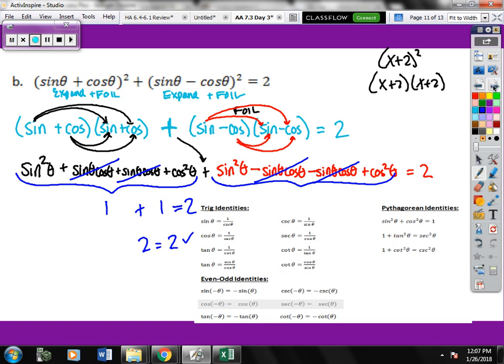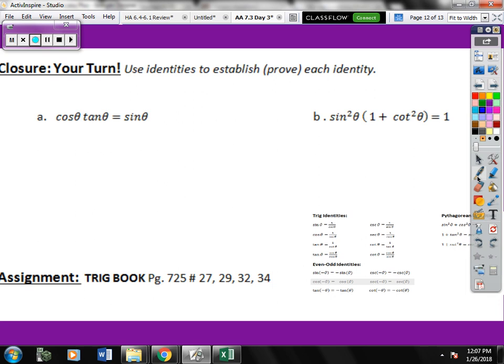Okay, try the two closures, and then we won't assign homework since it's Friday. And we'll do this on Monday, because Monday's a practice day anyways.